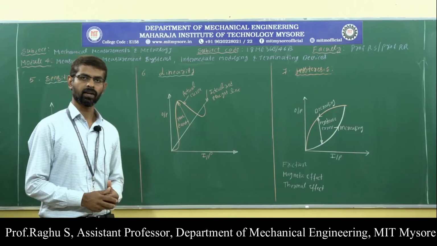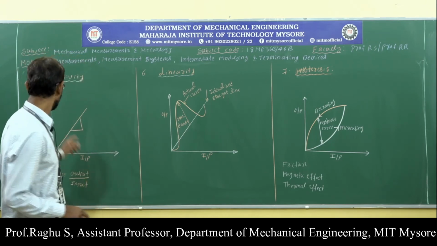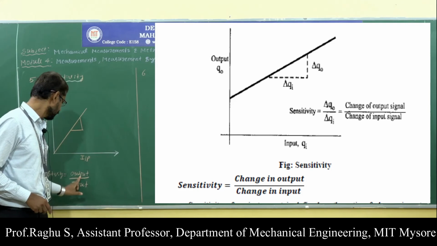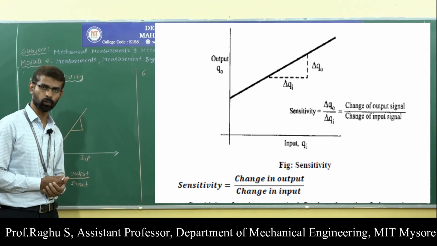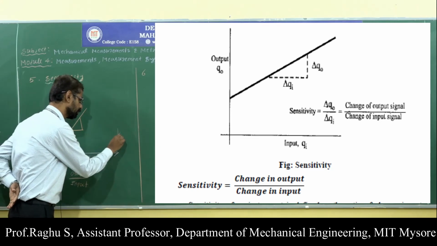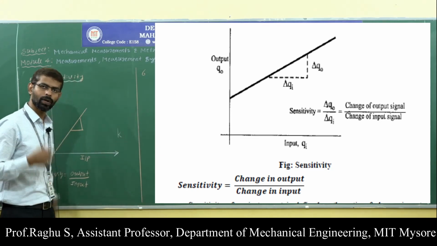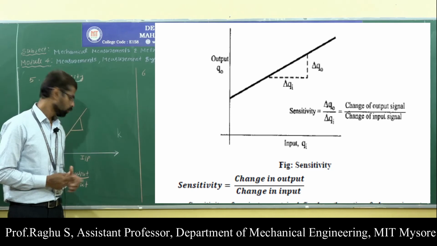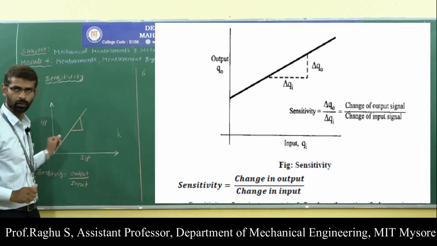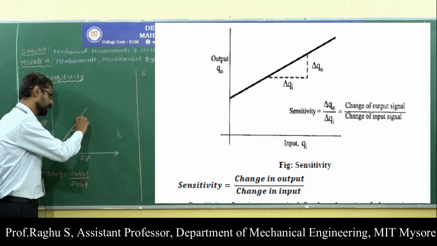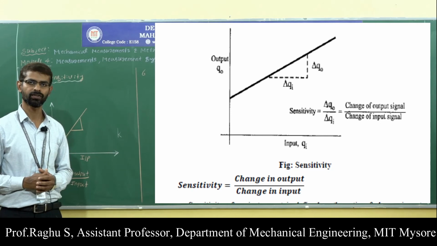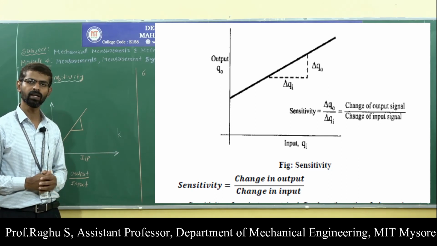The next static characteristic is sensitivity. Sensitivity is defined as the ratio of change in output to the change in input. It is denoted by K. When you draw the calibration curve, the slope of the curve indicates the sensitivity. Sensitivity is nothing but the change in output to the change in input. That is called sensitivity. It is denoted by K.